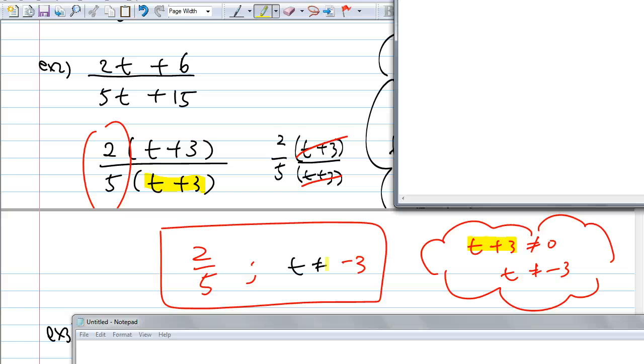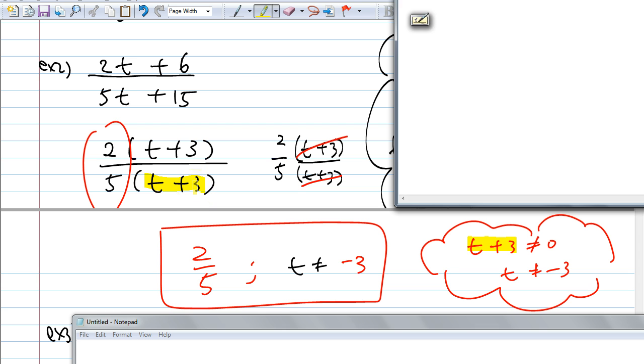Actually, it turns out this time the numerator turns to be 0 too, but does it matter? Do we care about when the numerator goes to 0? Not really. When we're simplifying expressions, we don't mind the numerator being 0, because 0 over some number is 0. That's fine. But what happens when the denominator is 0? Then the whole expression becomes undefined. Does that make sense? So that's why I highlighted the t plus 3 on the denominator.